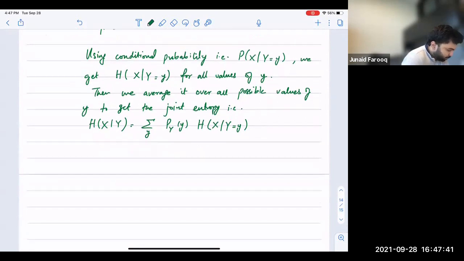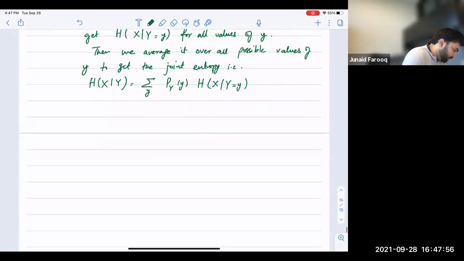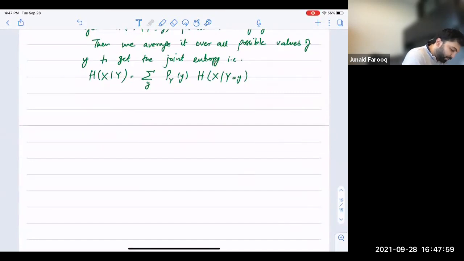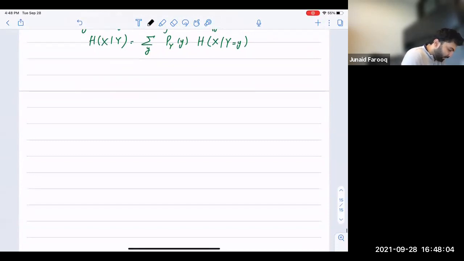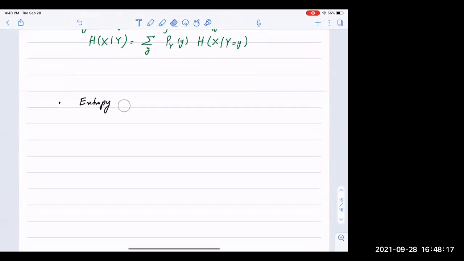Now, I can keep talking about the conditional entropy, but let's mention some rules here, or entropy rules. Just like we have laws of probability and probability properties, we can also have some entropy rules.